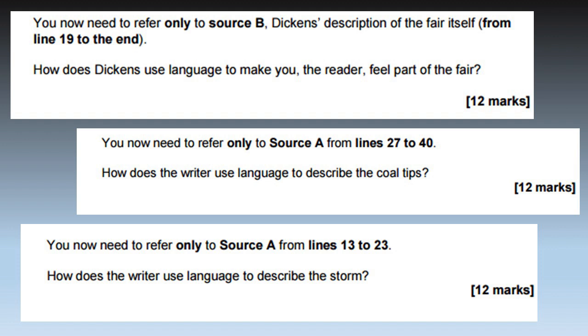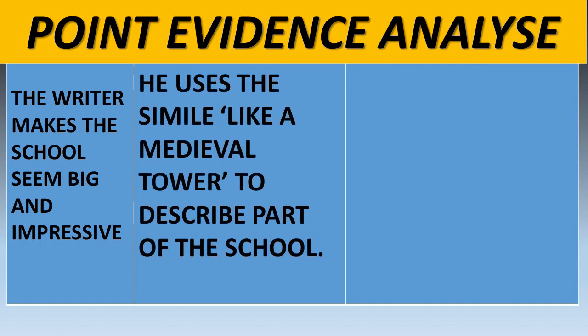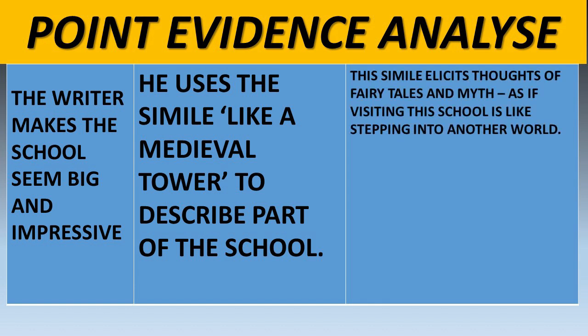So we're going to imagine that we've been given an extract about a school from many years ago, and we're being asked to think about how that school might be described. So here's my point. The writer makes the school seem big and impressive. I'd use my evidence. He uses the simile, like a medieval tower, to describe part of the school. And here's a bit of analysis. This simile elicits thoughts of fairy tales and myths, as if visiting the school is like stepping into another world.